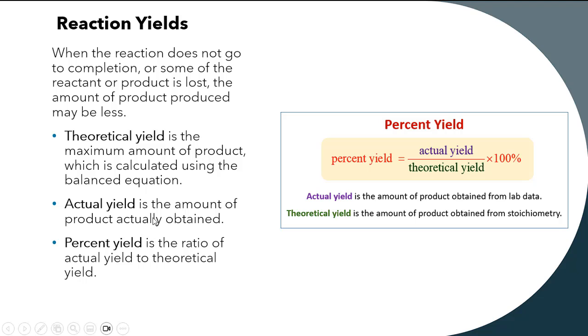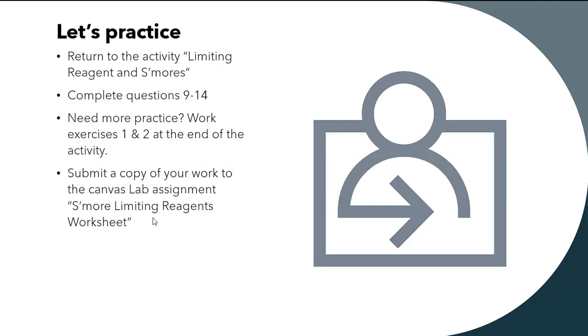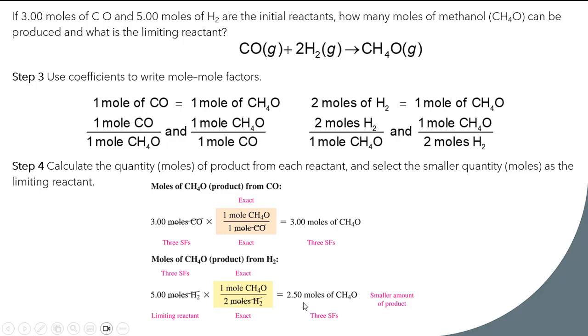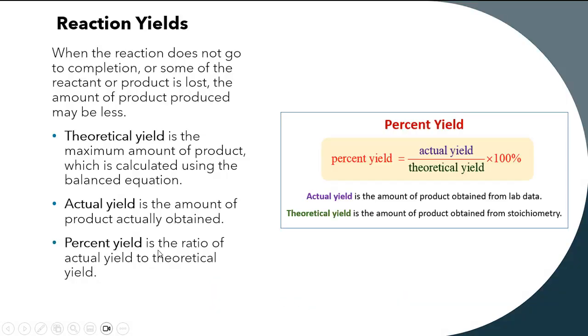The actual yield is the amount of product that is actually physically obtained at the end of the reaction. Maybe some of that methanol got lost. Maybe the reaction didn't go all the way to completion, right? So my actual yield, maybe it's 2 moles, okay? That's my actual yield. That's what I actually get. The percent yield then is the ratio of the actual over the theoretical. So in my example, it'd be 2 moles of methanol over the theoretical 2.5 moles times 100%. That's my percent yield. And you'll notice it's less than 100.